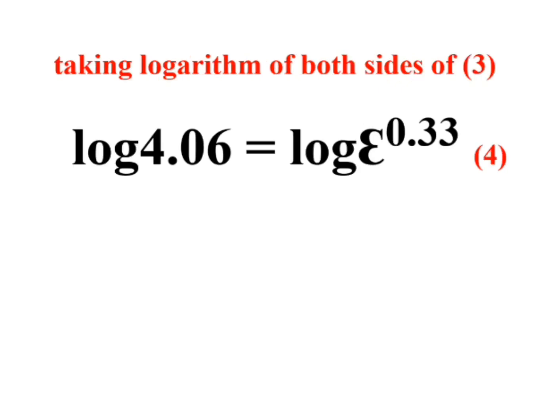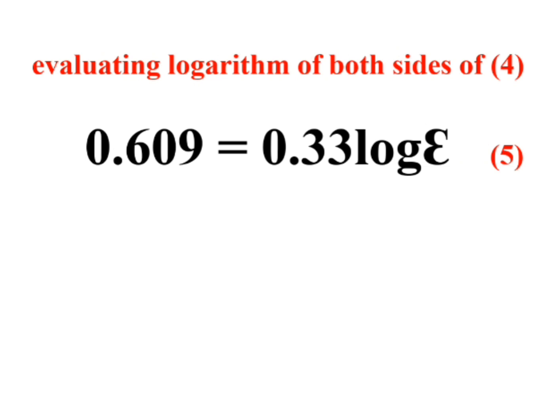Now, our mission is to calculate the gross energy requirement value. And so, in order to continue, like I said, we are going to approach it mathematically. The only way we can do that is to take logarithm of both sides of equation 3. And that will give us log 4.06 to be equal to log of the gross energy requirement raised to power 0.33. And if we go further to evaluate the logarithm of both sides, we shall have that log 4.06 will give us 0.609 to be equal to, then based on the law of indices, the power 0.33 to which the gross energy requirement is raised, we now multiply by log of the gross energy requirement. So we have 0.609 to be equal to 0.33 multiplied by log of the gross energy requirement.